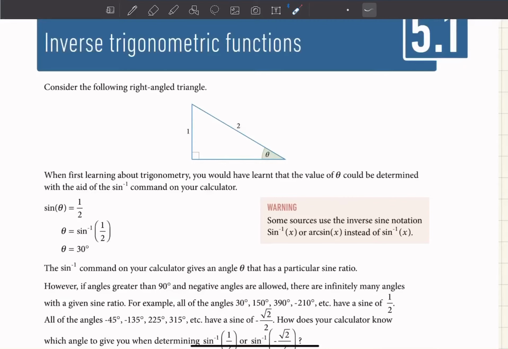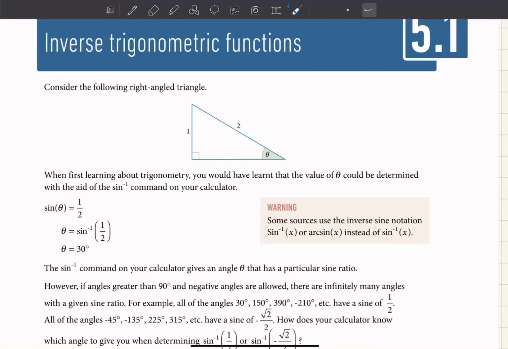When first learning about trigonometry, you would have learned that the value of theta could be determined by using the second function sine command on your calculator. For example, if sine theta equals 1 on 2, so sine is opposite on hypotenuse, we could calculate theta by saying second function sine of a half, and it would tell you, well, this angle here is 30 degrees. Okay, and that makes sense.